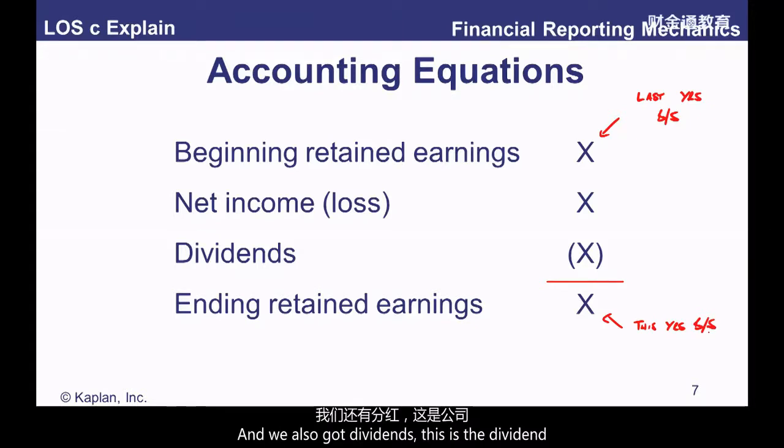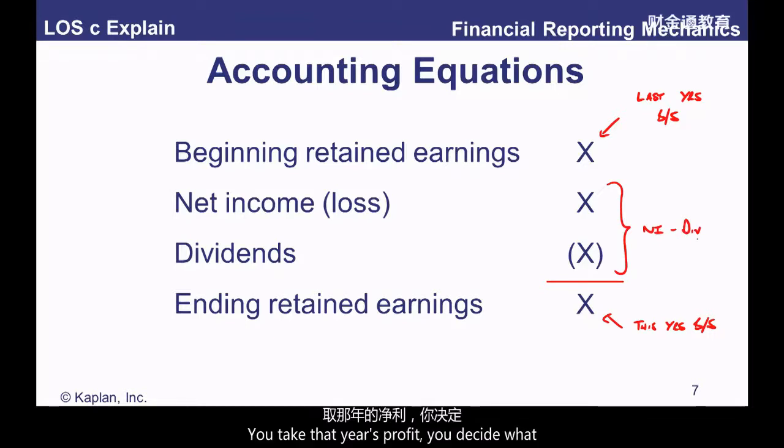And we've also got the dividend. This is the dividend that the company has proposed during the year. So notice, essentially, the change in retained earnings each year is our net income minus the dividend. You take that year's profit, you decide what you want to distribute to the shareholders. Anything that isn't distributed will increase our retained earnings. So it represents the reinvestment in the company during the period.